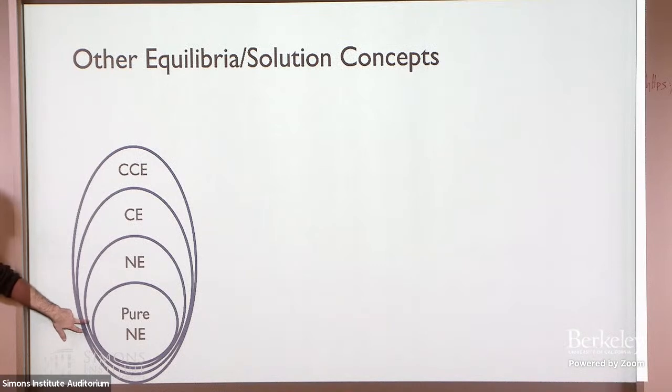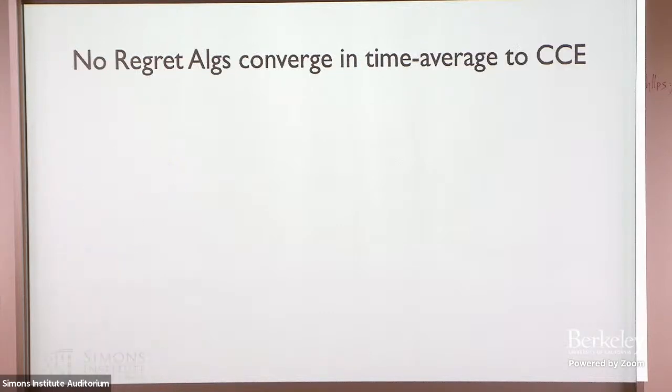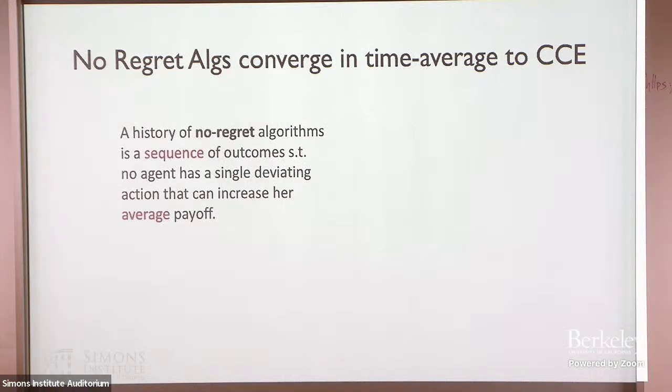Pure Nash equilibria, which are only guaranteed to exist in very special games like potential games or congestion games; mixed Nash equilibria, which are guaranteed to exist in all games, but they're computationally hard; and then correlated equilibria and coarse correlated equilibria, which are much easier to compute both in a centralized and a decentralized way. Okay, all right, that's all good. So no regret and correlated equilibria and coarse correlated equilibria have a very intimate connection. Effectively they're one and the same.